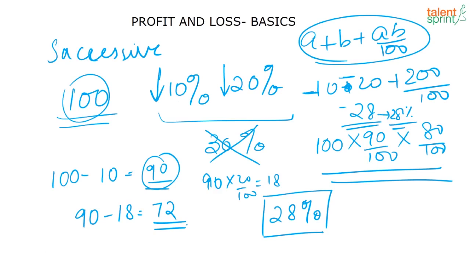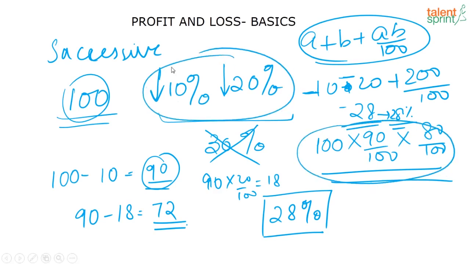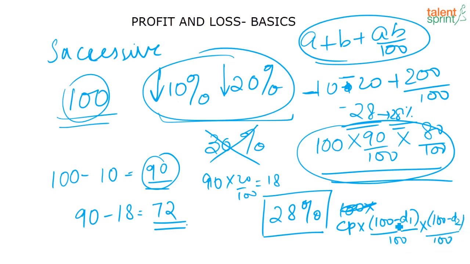So I hope it is clear. Successive discounts can be solved in two ways. One is using this method and the other is using the effective percentage formula. If you are using this method, you have a formula, right? The cost price of the article into 100 minus D1 by 100, where D1 is the first discount percentage, into 100 minus D2 divided by 100. If there are more terms, keep multiplying into 100 minus D3 divided by 100 and so on. So these are the two ways in which you can solve questions on successive discounts. I hope it's clear. So let's move on to the questions for today's session.